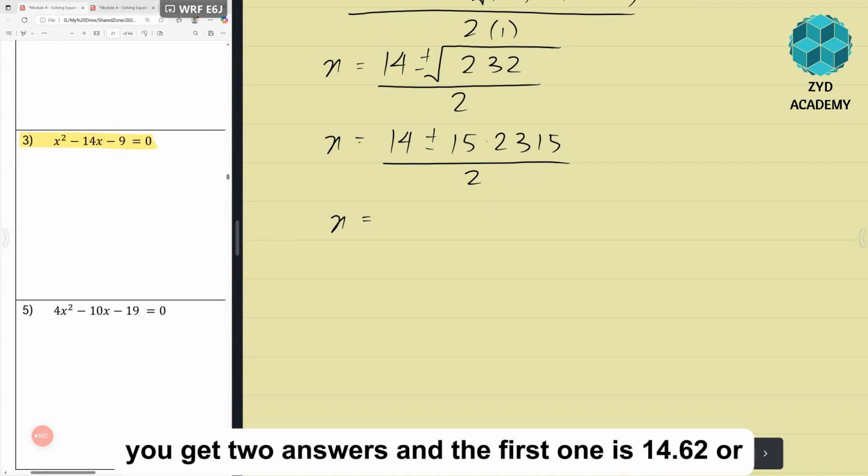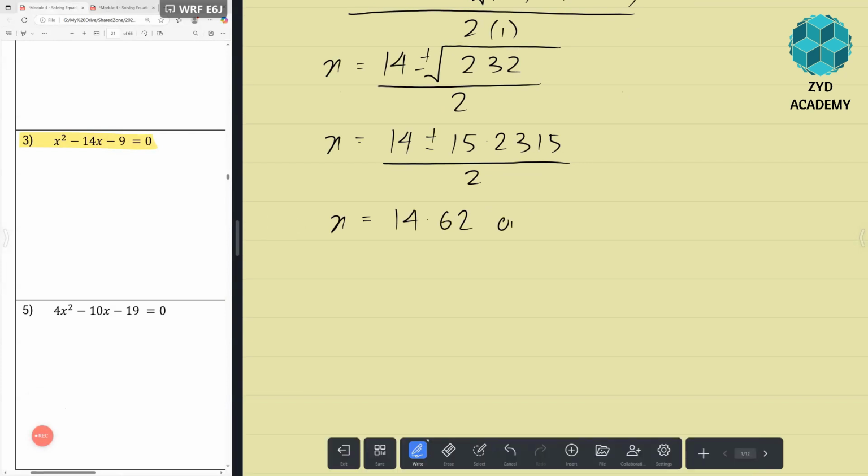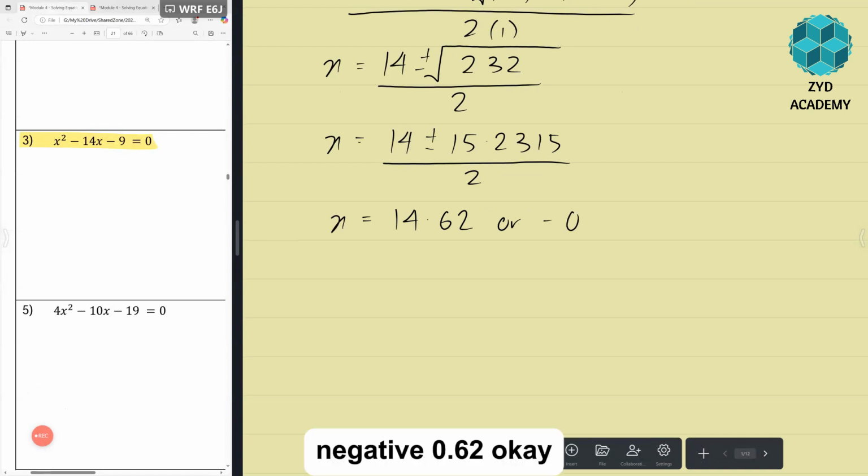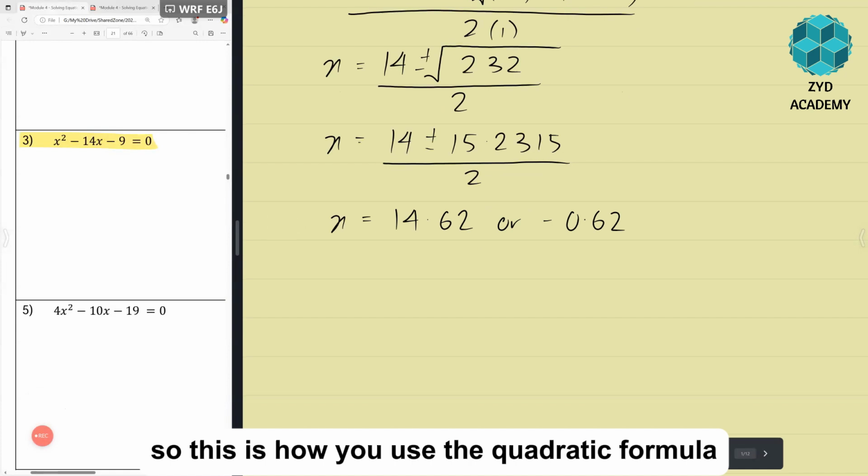You'll get two answers, and the first one is 14.62 or negative 0.62. Okay, so this is how you use the quadratic formula.